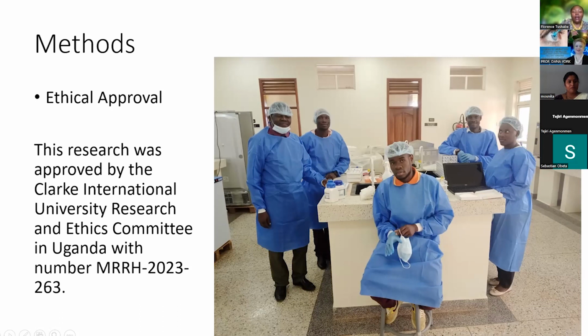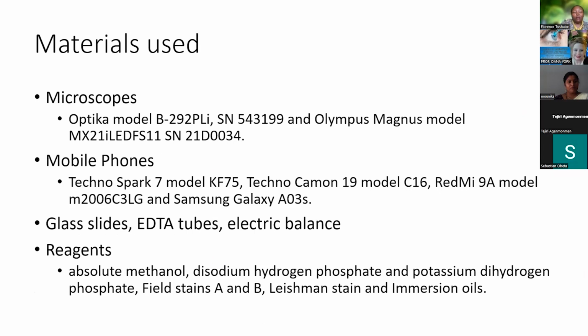So here we're in the lab, and we had just got the samples, and we're going to do something to the samples. So what materials did we use? We used 2 microscopes. One is an Optica model B292 PLI, and the other one is an Olympus microscope model MX21I LED FS11. Then we also had some mobile phones.